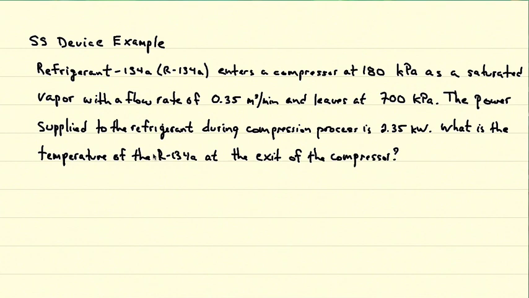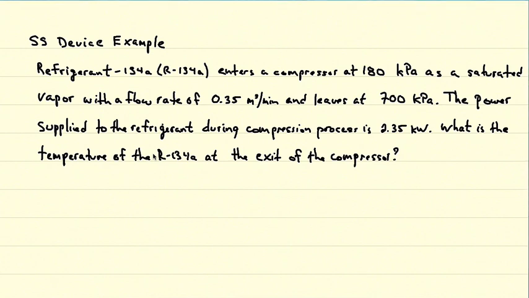So in this example, we're essentially treating our steady state device as a work device, and we're calculating what the changes in the properties of the substance are as it goes through some kind of a process.